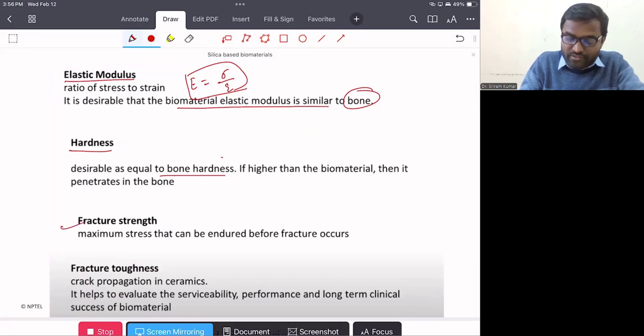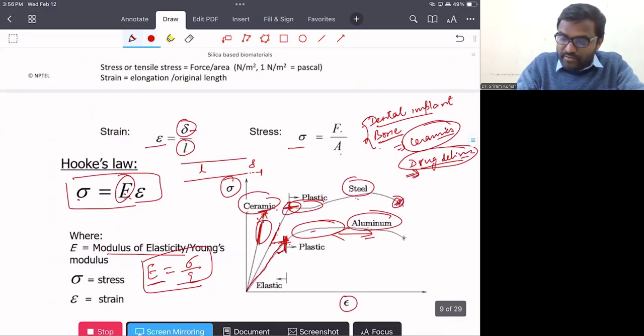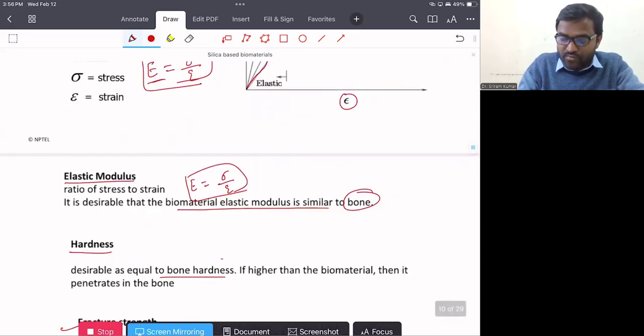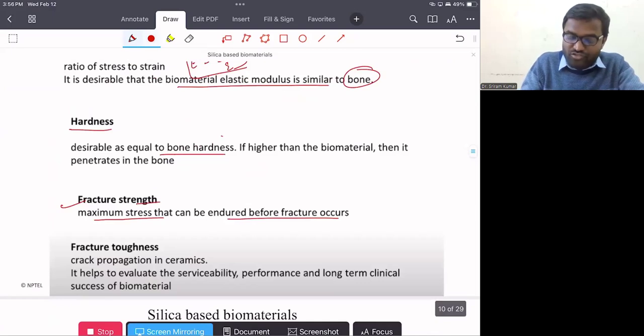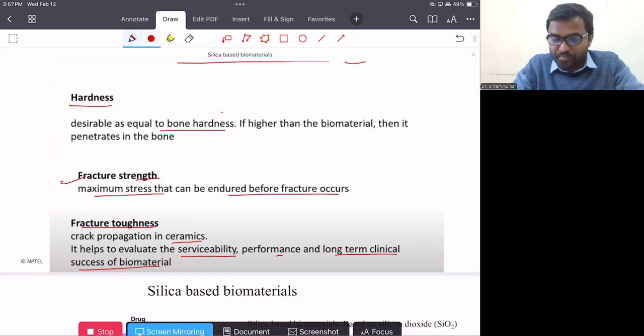And the third point is the fracture strength, the maximum stress that can be applied before the fracture occurs. We can define that fracture strength based on this point here. Up to here, this material can sustain, and after that it will break down. So this is the fracture strength. And we have the fracture toughness, that is crack propagation in ceramics. It helps to evaluate the survivability, performance, and long-term clinical success of the biomaterials.